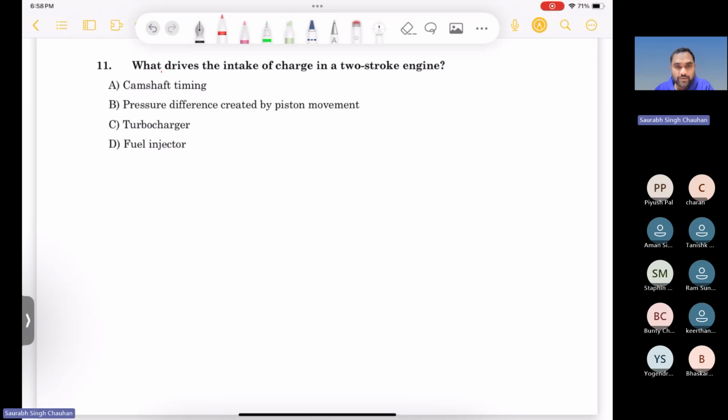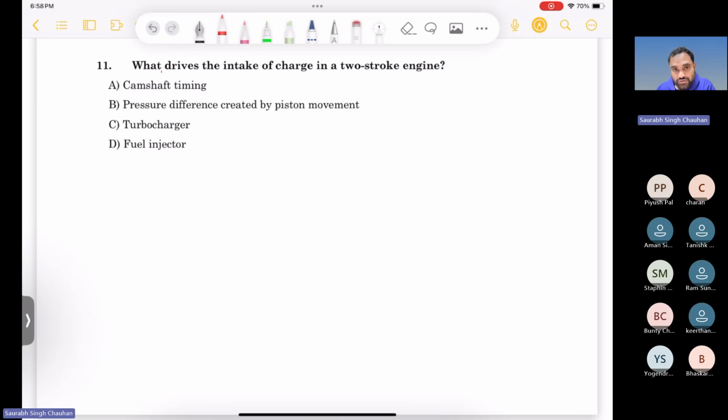Yes, in both types of engine, whether it is a four-stroke engine or a two-stroke engine, the pressure difference created by the piston movement is the reason behind the intake of charge. In a four-stroke engine, when the piston is moving towards BDC, some sort of vacuum is created inside the cylinder. So the pressure inside the cylinder becomes less than the atmospheric pressure, and the air comes from the atmosphere to the cylinder chamber.